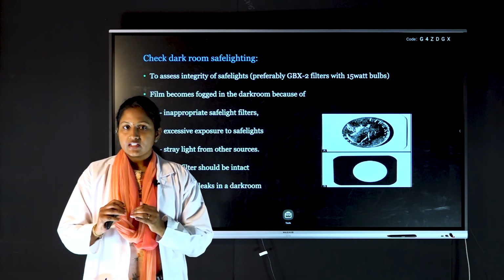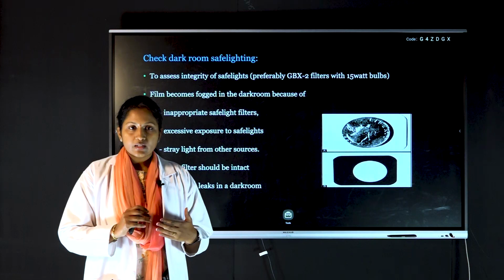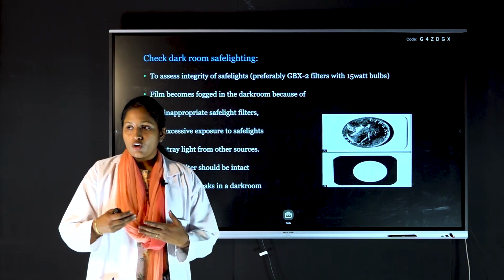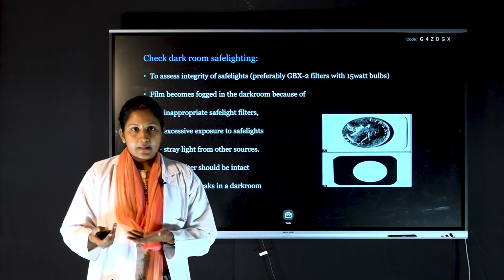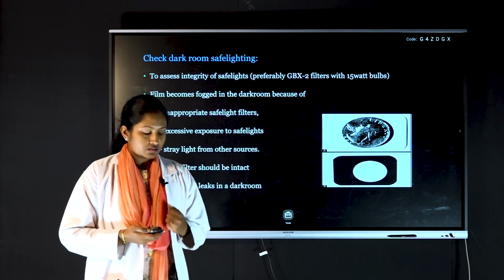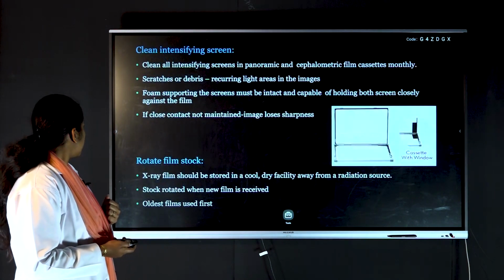If the safe lighting is not safe enough, there might be some problem with the distance of the safe light from the processing equipment, or the bulb may be damaged, or the filters may be damaged. So they have to be checked and replaced.